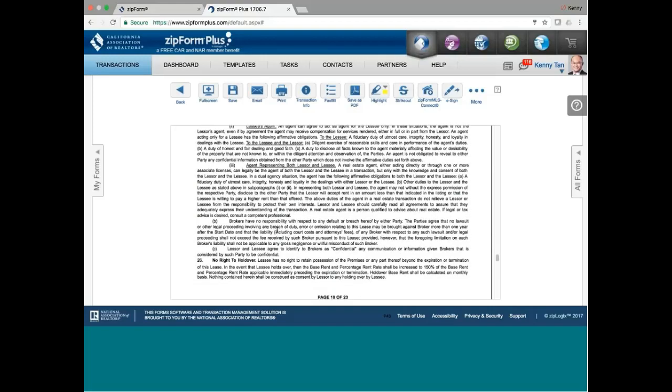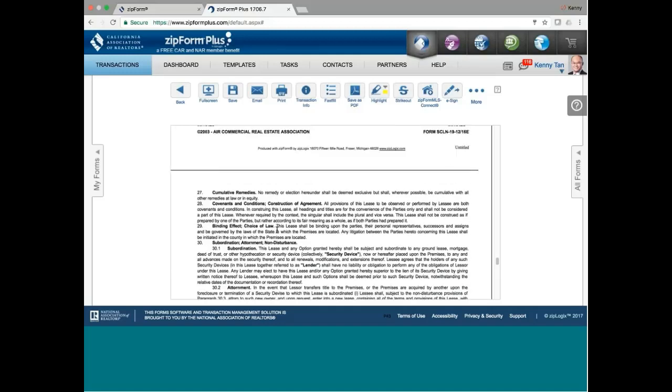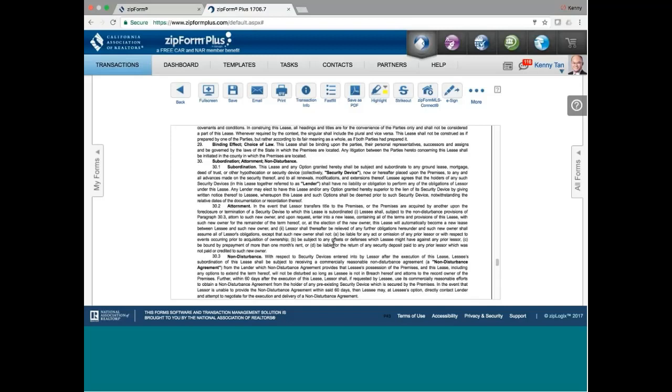We talked about this, no right to hold over, cumulative, okay. Subordination, atonement, non-disturbance. I think that's one we never covered, okay. Since we didn't cover that one and I still have 10 minutes left, I'm going to cover it. Subordination, atonement, and non-disturbance. Let's talk a little bit about that.